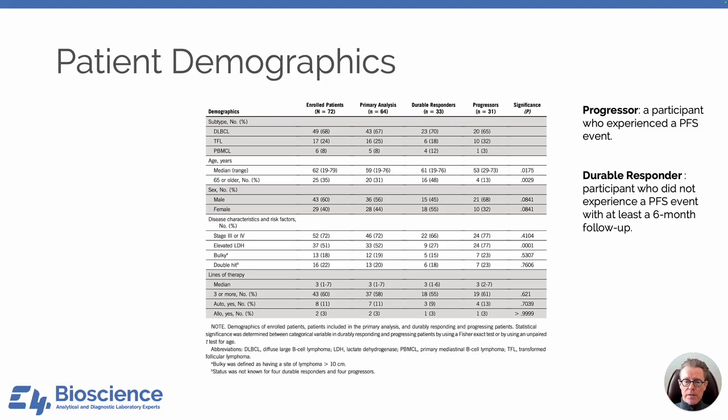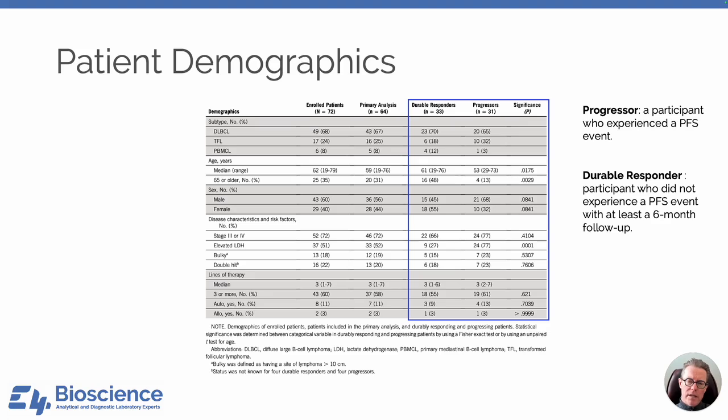The demographics are presented in the first table. There's a couple definitions we need to look at: a durable responder and a progressor. So a progressor was defined by the study as a participant who experienced a progression-free survival event. That usually means some form of disease progression or relapse, right? A progressor. And then a durable responder. This is a patient who did not experience a PFS event with at least a 6-month follow-up.